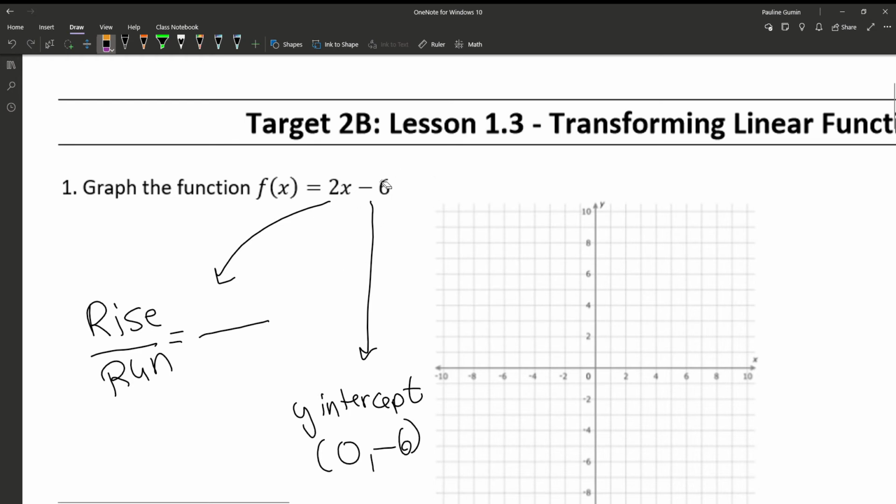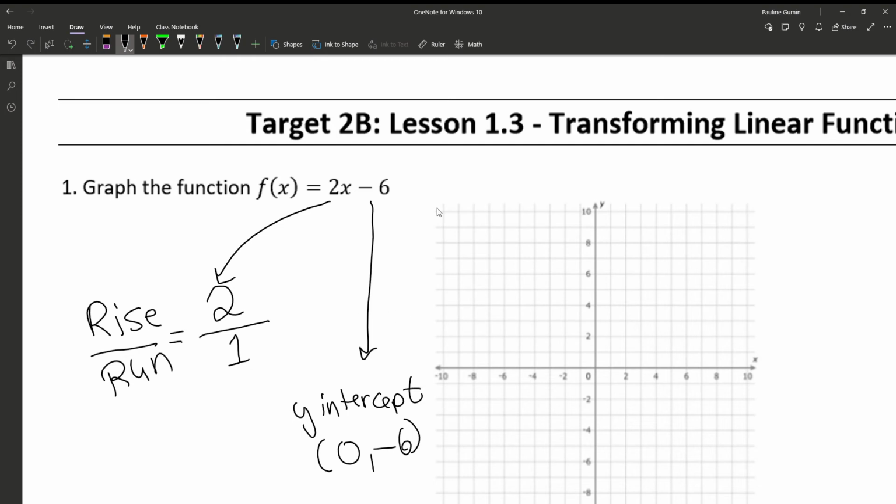The 2 that's next to the x gives us our rise over our run. Since 2 is a whole number, I'm going to make it into a fraction by making it 2 over 1. Any whole number can be made into a fraction by turning it into that whole number over 1.